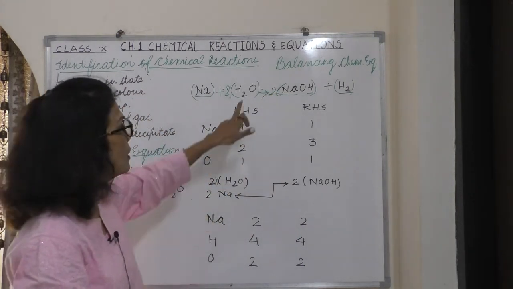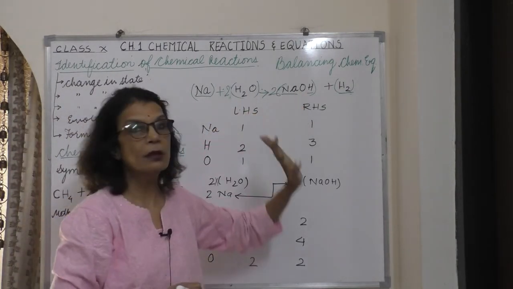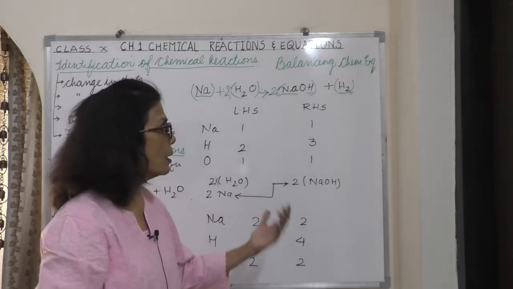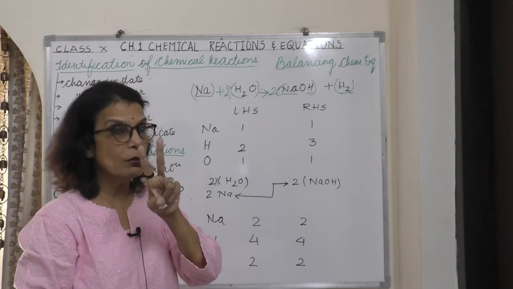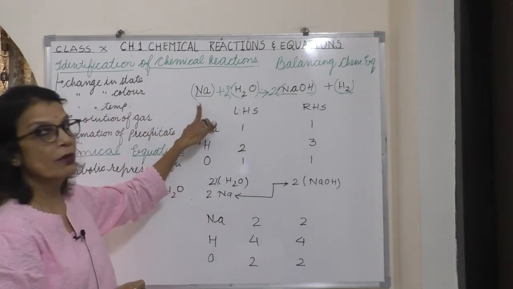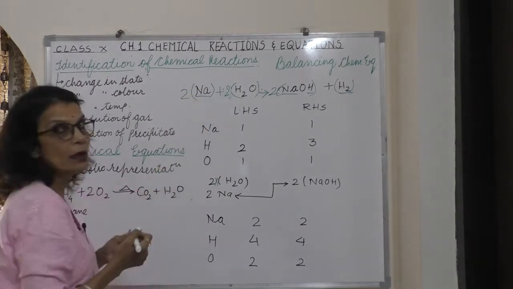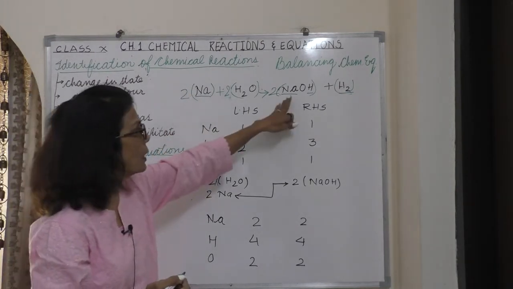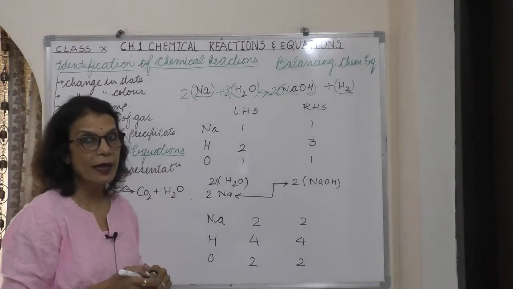In that condition, now I have 2 molecules of oxygen on the left hand side and 2 molecules on the right hand side as a product. But here my Na is 2 molecules, while in the reactant I have 1. So can I write 2 here? Now I have 2 Na on the left hand side and 2 Na on the right hand side. Now my equation is balanced.